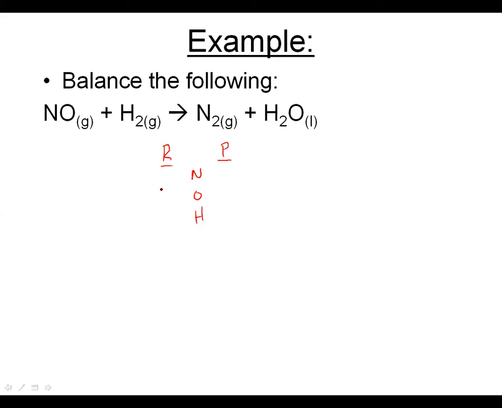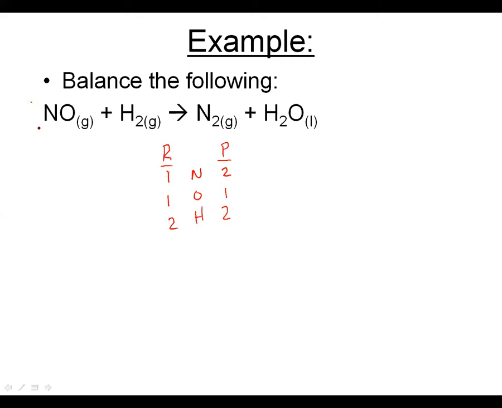So again, like I said, when we go to balance, it's very helpful to make a table, which kind of leads you maybe in the right direction. So if we look on the left-hand side, we have one nitrogen. On the right-hand side, we have two. Left-hand side, we have one oxygen. Right-hand side, we do have one. Left-hand side, we have two hydrogens. And right-hand side, we have two. So right off the bat, we can see everything's balanced except for the nitrogen. So that would be a great place to start.